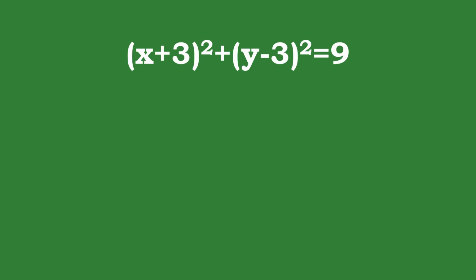Example number 2 tayo. So you have (x + 3)^2 + (y - 3)^2 = 9. So ito yung standard equation natin. Isusulat naman natin into general equation. So how is it done?